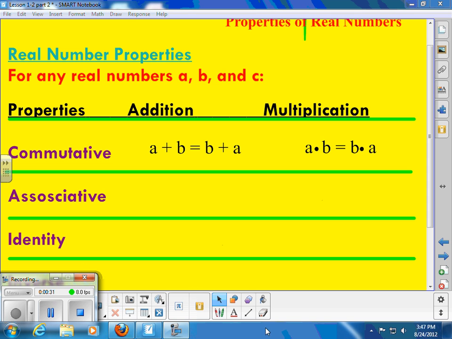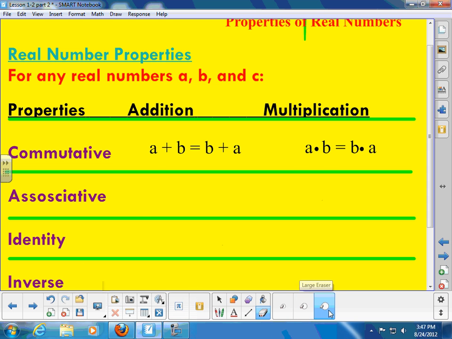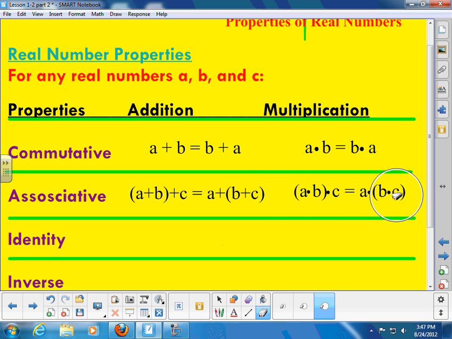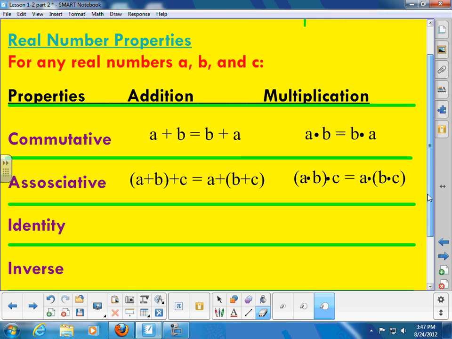The associative property for addition states that (a plus b) plus c is equal to a plus (b plus c). The only difference is the parentheses are moving. Multiplication is exactly the same, except instead of the addition symbol, we see a multiplication sign.